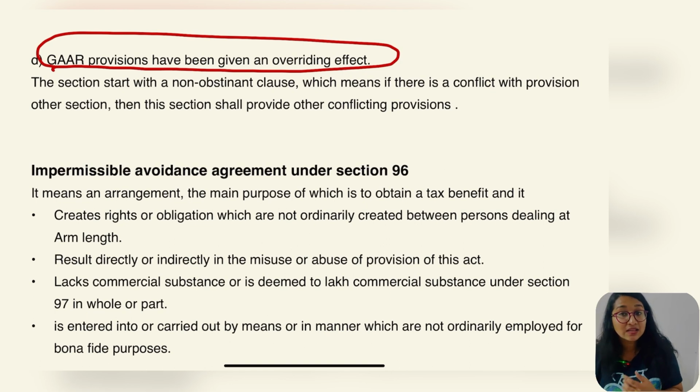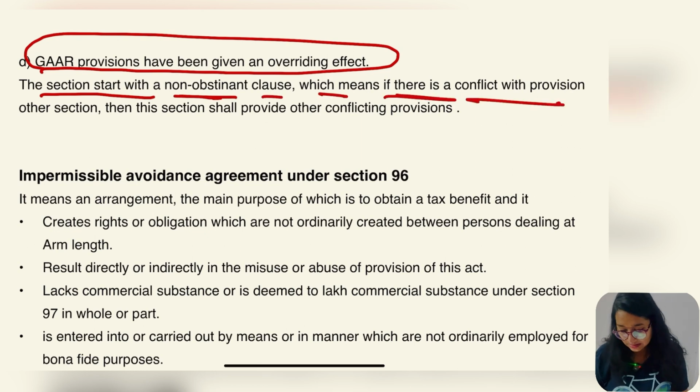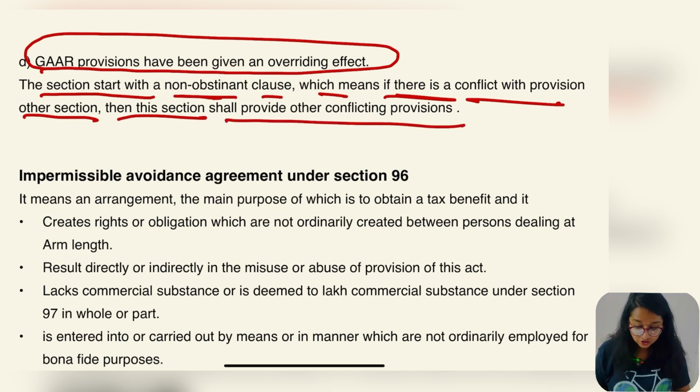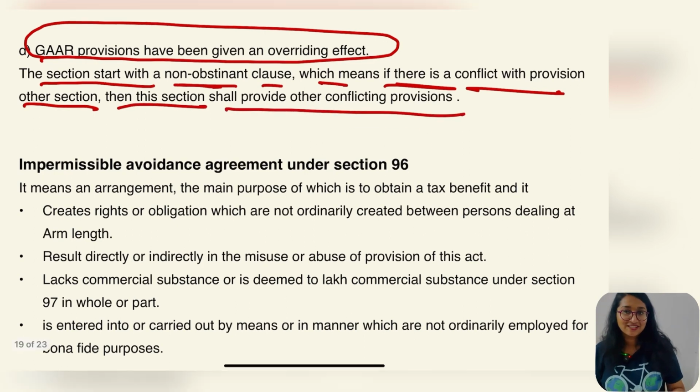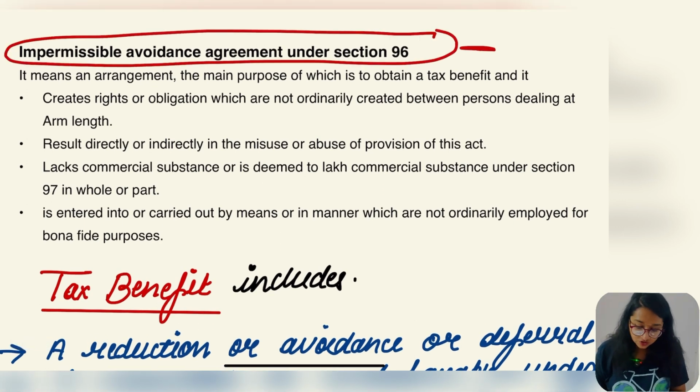In that case, GAAR is going to override. We are not going for the benefit of the assessee. GAAR provision is going to override. So this is what is written in the section. The section starts with a non-obstante clause, which means if there is a conflict with a provision of another section, then this section shall prevail over the conflicting provision. Is this clear? Yes.